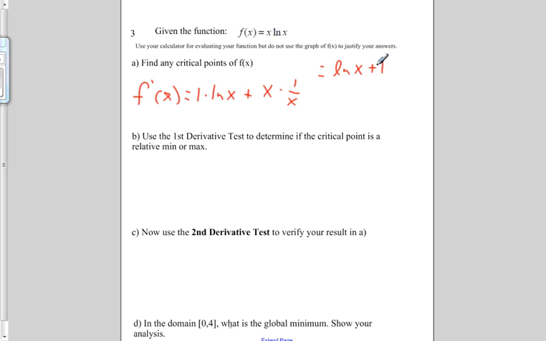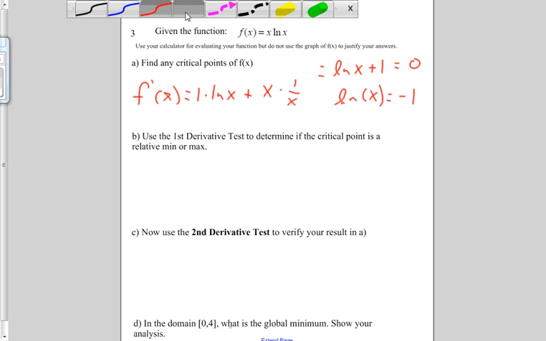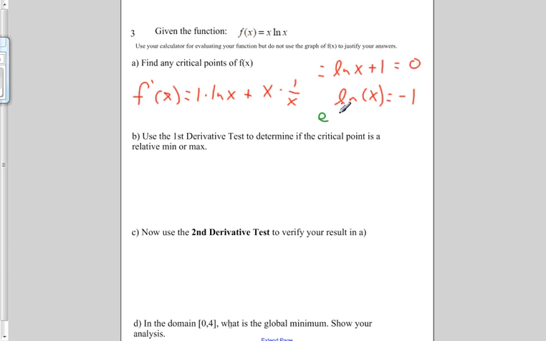And we want to know the critical point, which is when it's either 0 or undefined. So we want to know, when does ln of x equal negative 1? To solve this, let's raise both sides, let's go e to both sides. And we get that x equals e to the negative 1, which is just 1 over e.